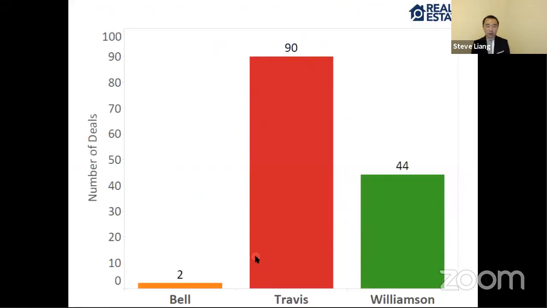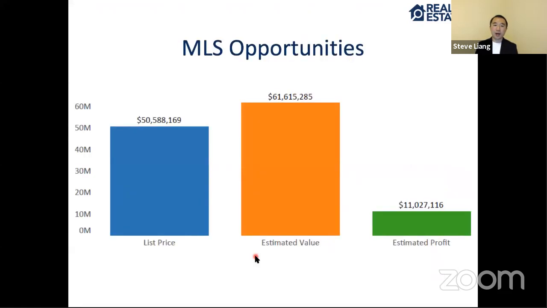Next, we want to show you the count, the number of deals out there. In the last month, we found 2 deals in Bell County. And if we look at the off-market side, you see that a lot of the deals can be found off-market. Travis is 90, and Williamson is 44. Talking about the amount of opportunities, the asking price is $50.5 million.